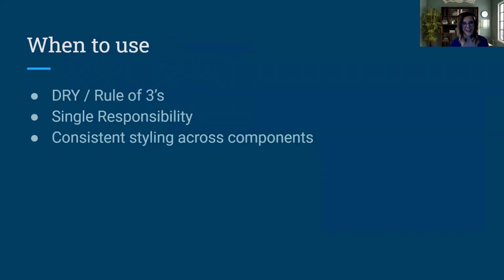So when would you want to use atomic design? Generally, a lot of the same things you'd think about with when to componentize, when to break things off into separate components. Are you repeating code? And you guys have probably heard of DRY. That's the do not repeat yourself. I tend to pair that with the rule of threes, where if you see the same code 3 times, you definitely know you need to refactor.